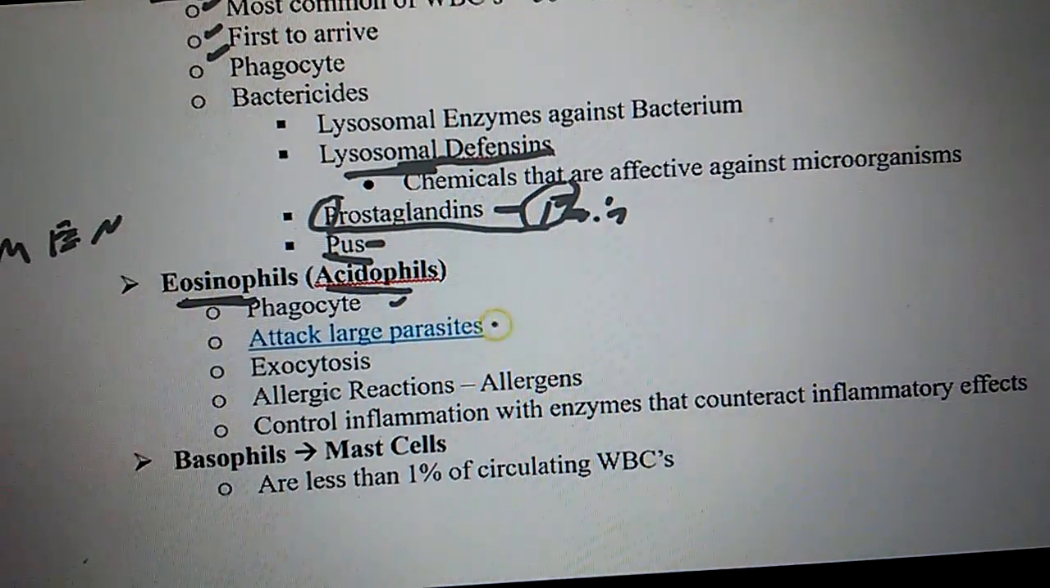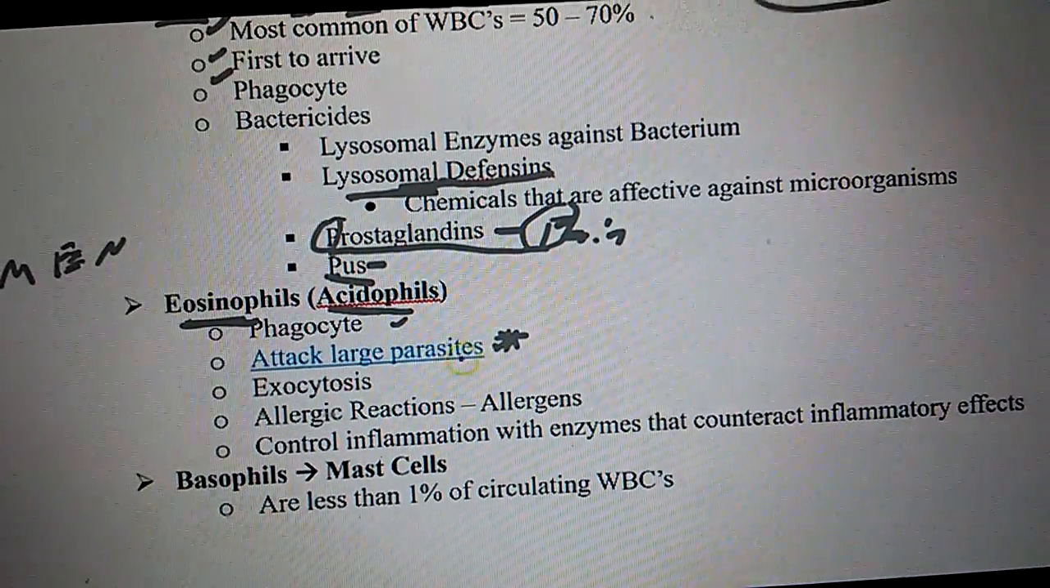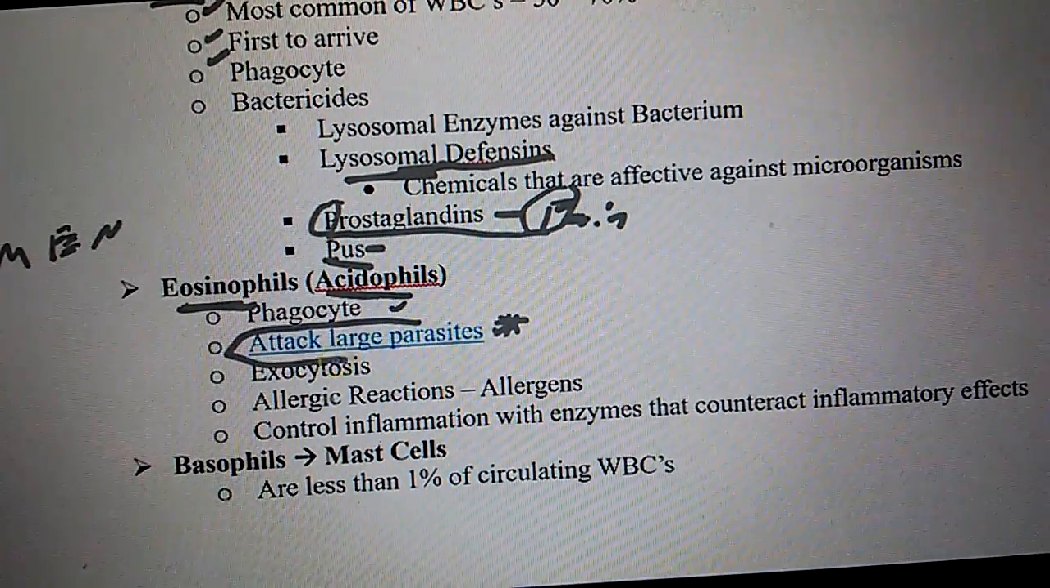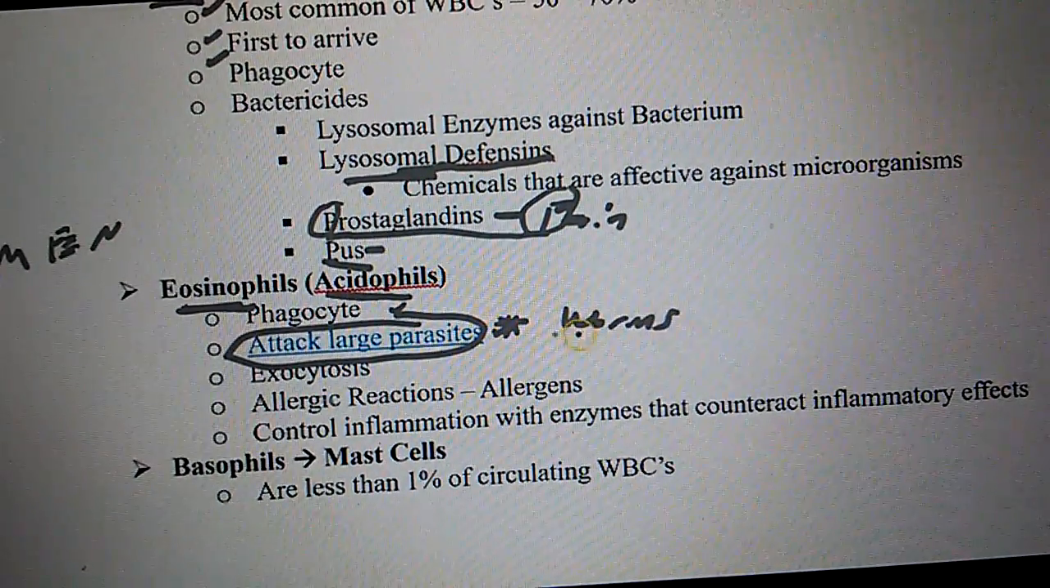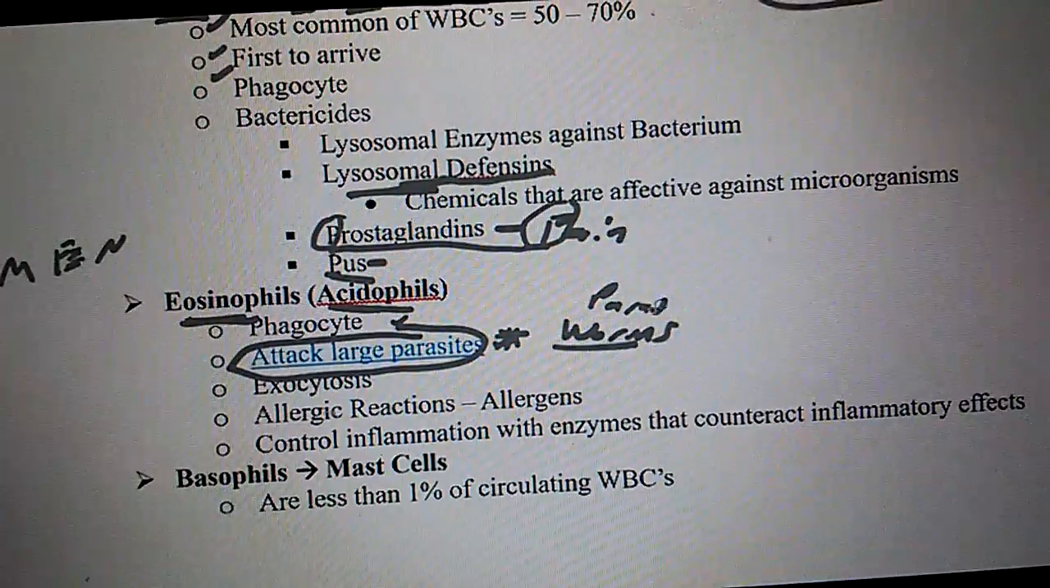Eosinophil is a phagocyte. We talked about that. It attacks large parasites. This is key, guys. The fact that it attacks large parasites, that's key. So does it attack parasitic worms? Yes. And just remember that video.